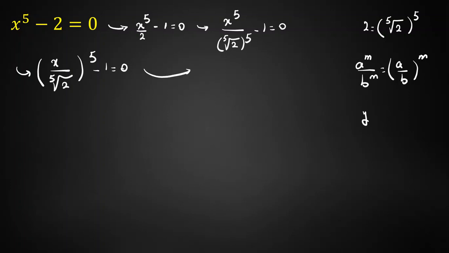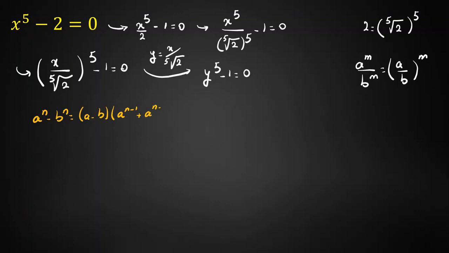Now we define by changing variable. Let's consider y equal to x over the fifth root of 2. So it will be y to the 5 minus 1 equal to 0. Next step, we try to factorize. We have a famous factorizing: a to the n minus b to the n equals a minus b times a to the n minus 1 plus a to the n minus 2 b plus up to b to the n minus 1.